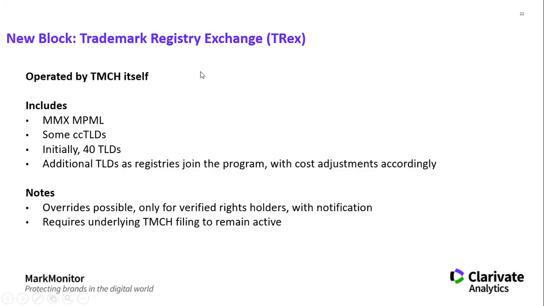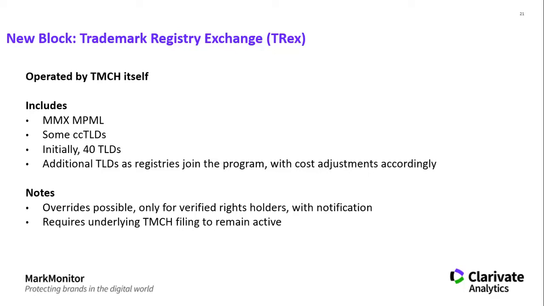I tried not to call this the new kid on the block, but I couldn't help myself. The new block is the Trademark Registry Exchange, or TREX, from the Trademark Clearinghouse. This is a standalone service that brand owners can buy from the Trademark Clearinghouse, and it has absorbed the Minds and Machines MPML. It's also covering some ccTLDs, which is a feature that the DPML does not.